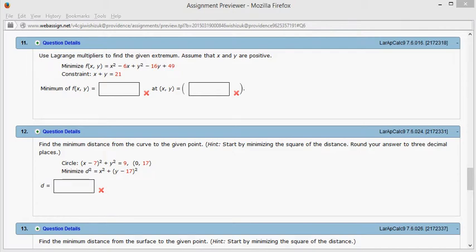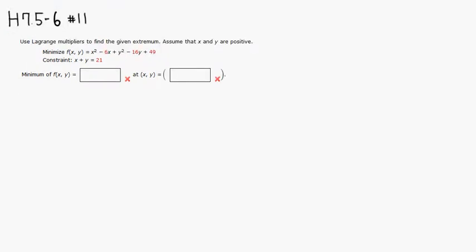Alright, let's look at the homework 7.5, 7.6, problem number 11. This is the same old Lagrange multiplier problem, so let's do that. First I'm going to just subtract 21, and then you can write it as x plus y minus 21 equals 0. This is going to be a g of x, y. So this is our g of x comma y.